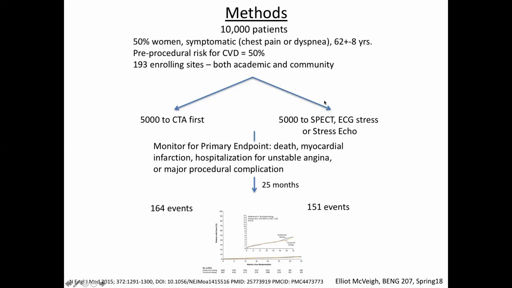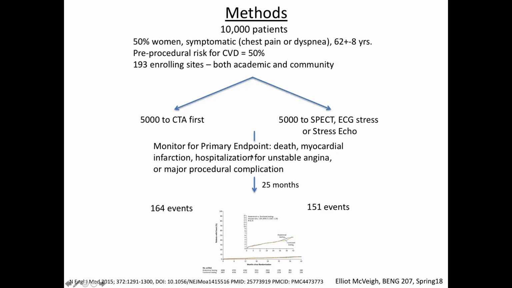So the group was divided into two. 5,000 went immediately, without question, to a CT scan. They got a CT, an injection of a contrast agent, and then a single image of their heart looking at the vessels, right? The other 5,000, most of whom went to SPECT. Some went to stress echo, which we'll see when we do ultrasound.